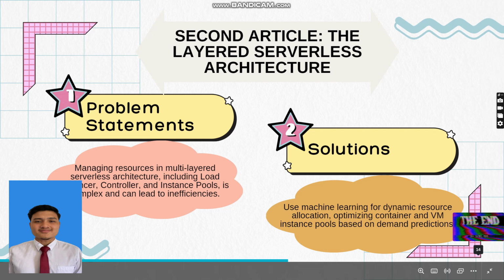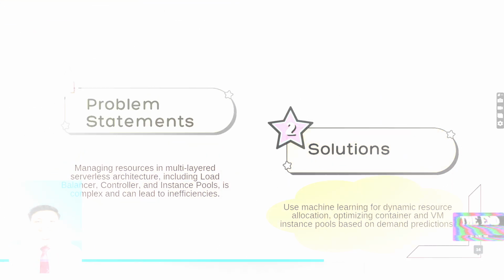Okay, the problem statement is that managing resources in a multi-layer serverless architecture, including load balancer and controller instance pools, is complex and can lead to inefficiency. So the problem statement is about resource management and optimization in multi-layer serverless architecture. Okay. Now we can see the solution. The solution is to use machine learning for dynamic resource allocation, optimizing container and VM instance pools based on demand prediction. The solution is to use a machine learning algorithm to predict and dynamically allocate resources based on current demand. We can see the dynamic resource allocation.